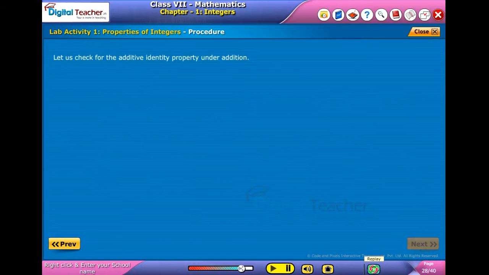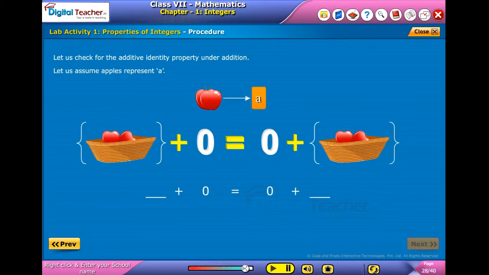Let us check for the additive identity property under addition. Let us assume apples represent A. The correct numerical values of the apples are noted in the given fields.